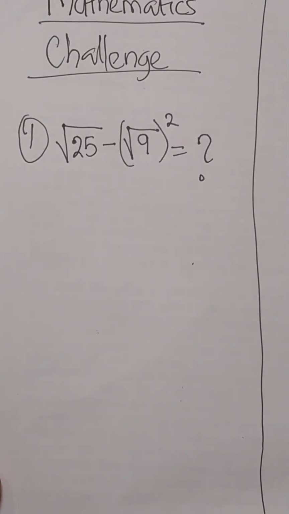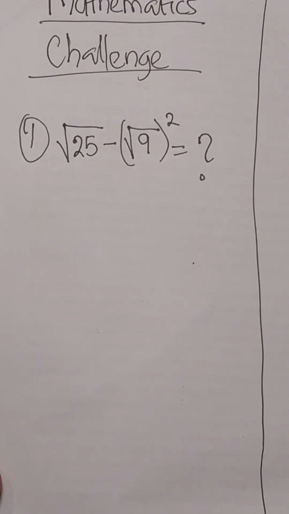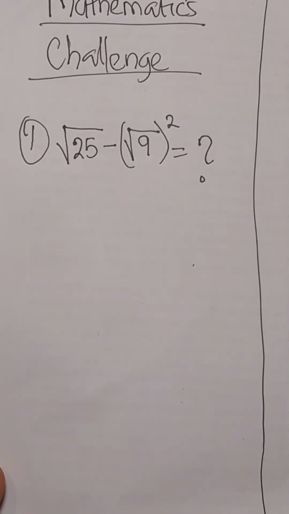Square root of 25 minus square root of 9, all in brackets, raised to power 2 is equal to what? Square root of 25 minus square root of 9, squared, is equal to what?